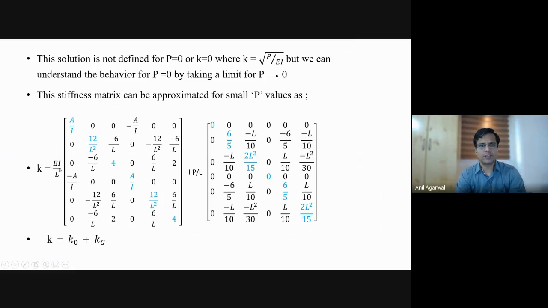I'm not always written in that form particularly. If you take EI inside, then you would know. So this is basically AE here, the very first term. If you take it inside, it is AE by L. This one is 12 EI by L cube, and so on. So these terms you have seen. This is the stiffness matrix of a plane frame.